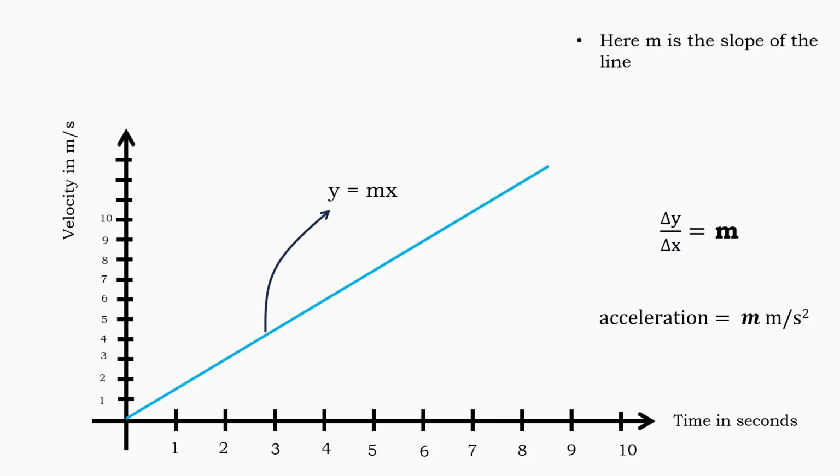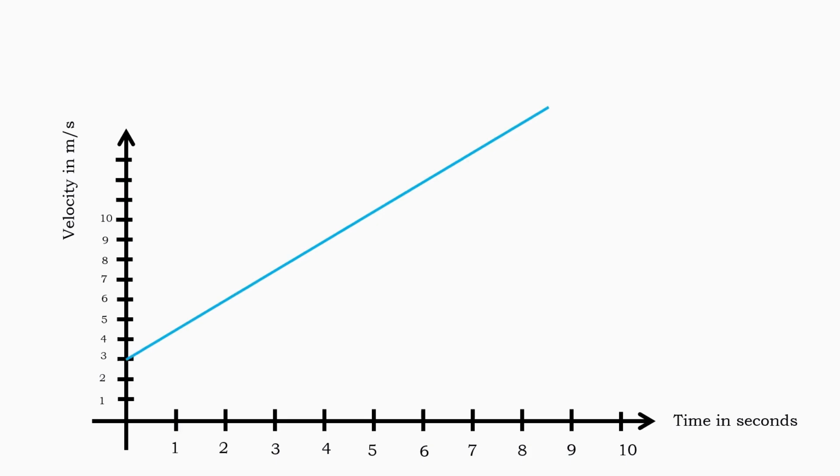Now, let's make the situation a little more realistic. Until now, we assumed that the body started from rest. In other words, its velocity at time t equals 0 was 0. But in real life, many objects are already moving when we start observing them. Suppose the object already has some initial velocity. In that case, the velocity-time graph no longer passes through the origin. Instead, it starts above the origin, as shown.